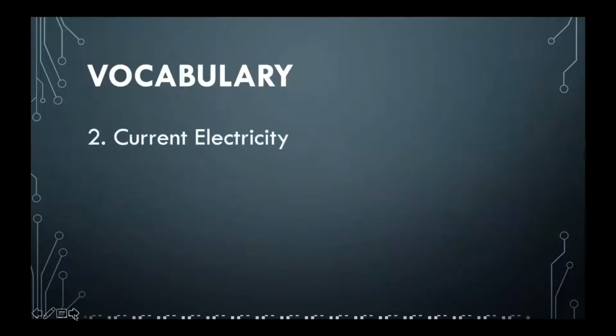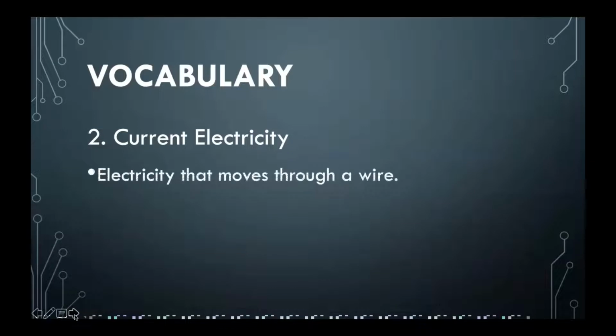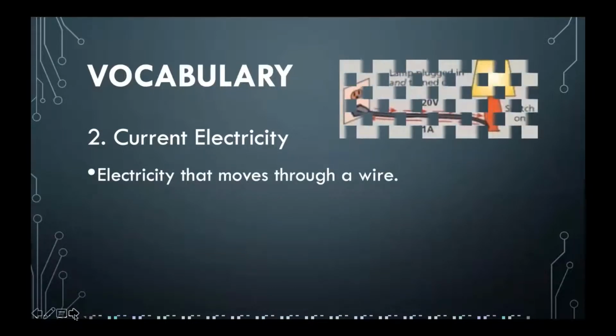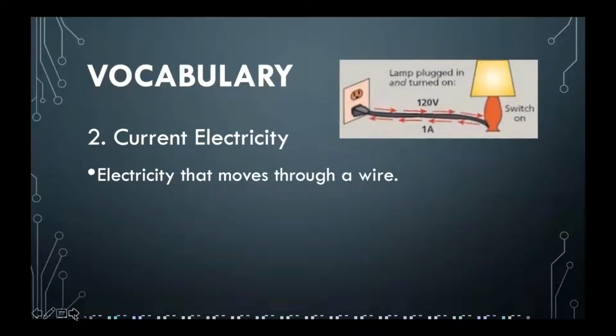Your next vocabulary word, current electricity. What happens when you plug a lamp into a wall outlet? Electricity flows from wires in the wall through the plug and into the lamp's wires. Electricity that moves through a wire is current electricity.